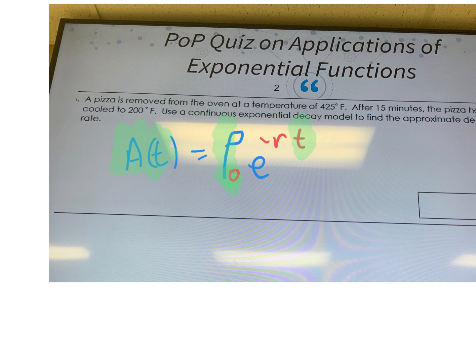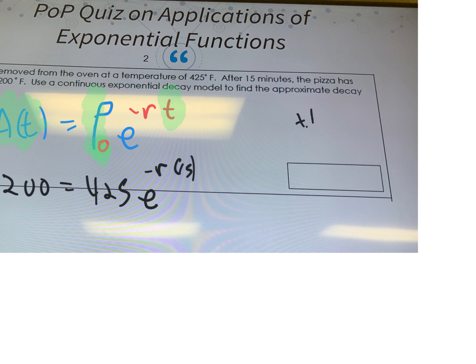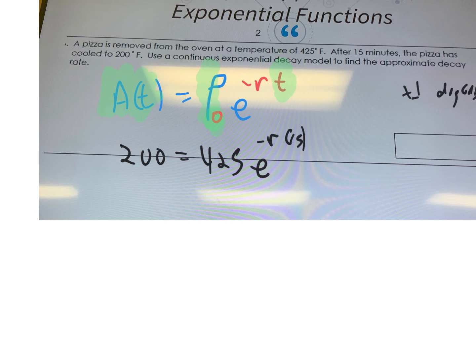All right, let's plug everything in. Abraham said the new temperature is 200. The old temperature is 425. e to the negative r, I don't know. Time, I do. It's 15 minutes. And when we're talking about cooling, we're always talking about the number of degrees per minute, so I'm okay with using 15 minutes. Now, this is a problem that could have been on your test last week. I've got to solve it for r.